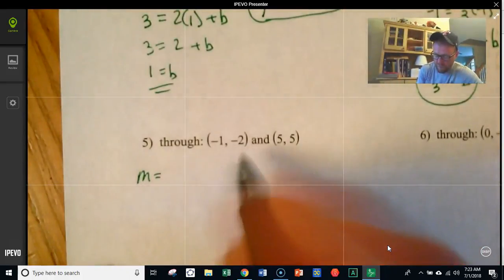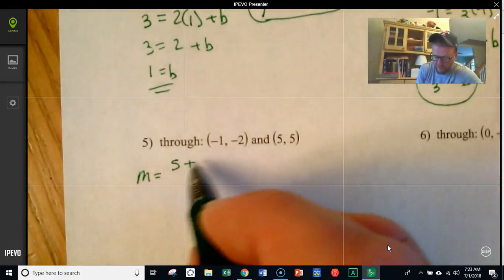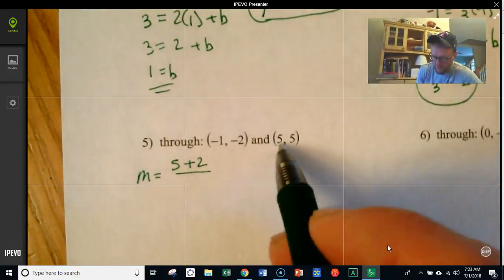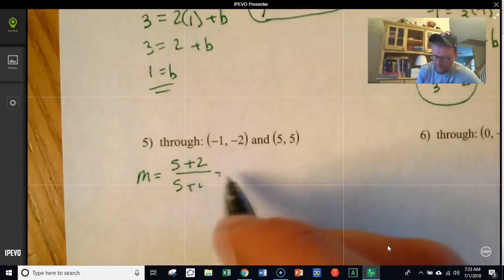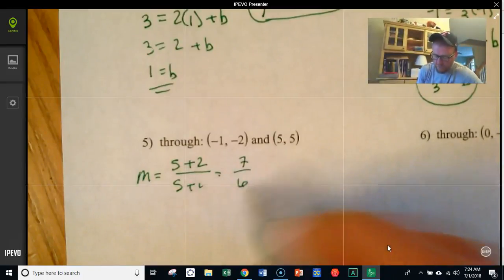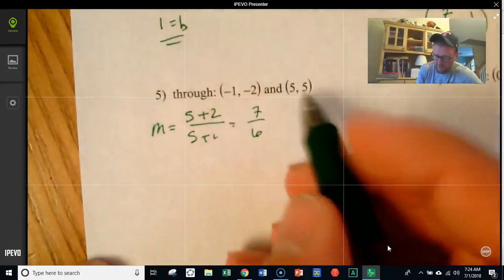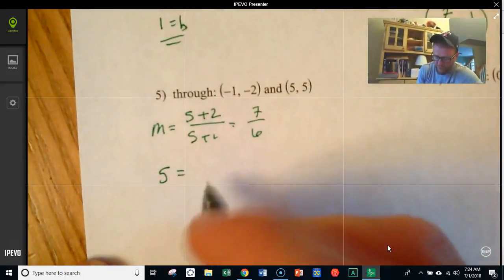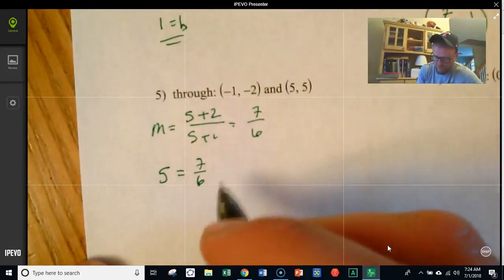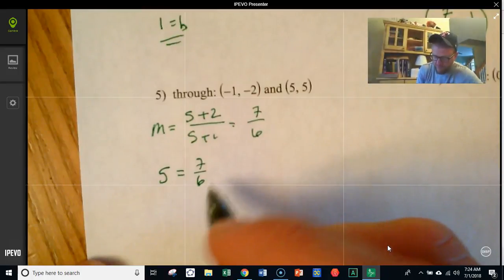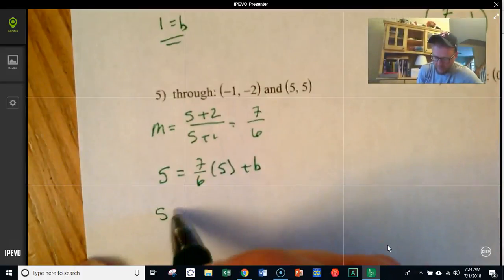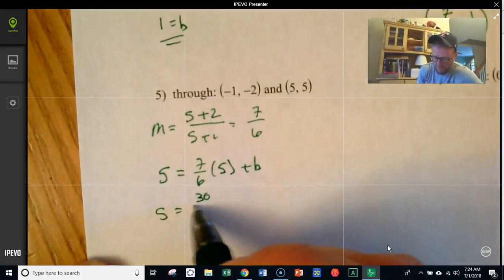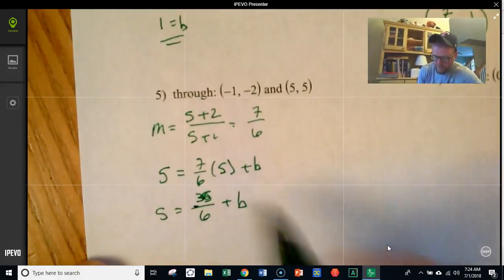M equals 5 minus -2, which is the same as 5 plus 2. And down here we have 5 minus -1, which is the same as 5 plus 1. And that's going to be 7 over 6. We're going to use this point over here. 5 equals 7 over 6 times 5 plus b. 5 equals 35 over 6 plus b.